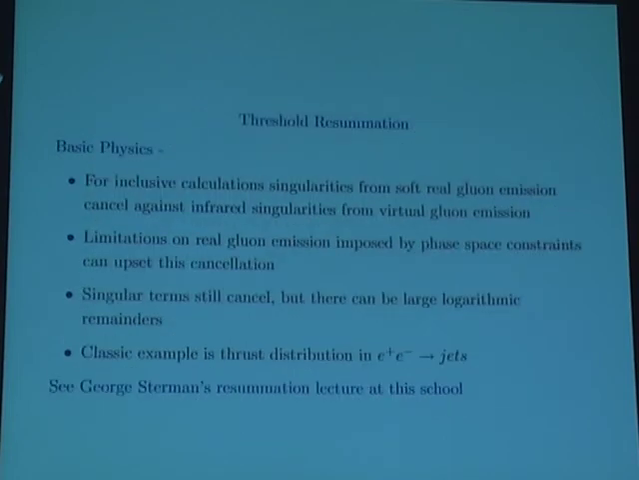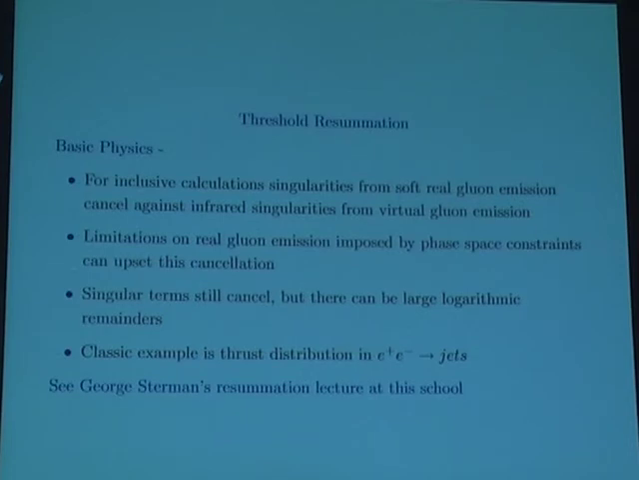So, what's the basic idea behind threshold resummation? In inclusive calculations, you've seen the collinear singularities, but there are also singularities related to soft gluon emission. In the last talk, that would be the case where both x1 and x2 went to 1, forcing x3 to go to 0, the gluon emission. Well, there's a singularity there. You saw how that worked in the last talk.